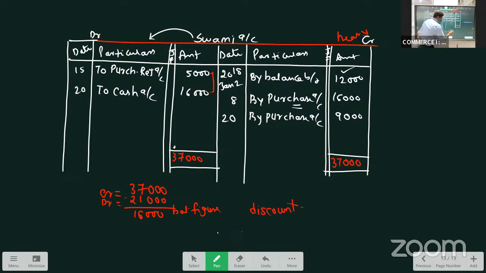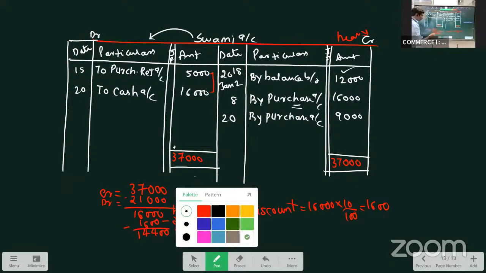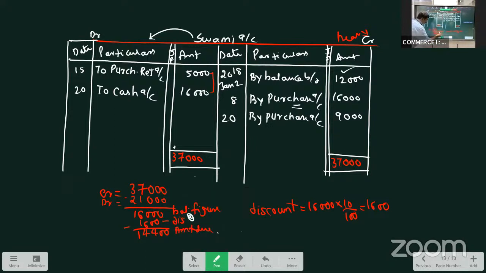So let us calculate discount and see what is the balancing figure we got here. It is 16,000. 16,000, 10% would be how much? It would be 1,600. So this discount is to be deducted from balancing figure. So deduct 1,600. You'll arrive at 14,400. This is the amount due. Right? Now we have to write these two entries in our ledger. What two? One is the discount amount and another is the net amount.